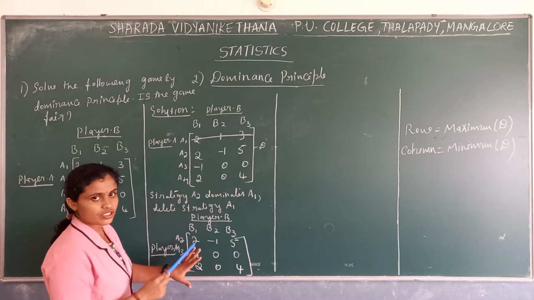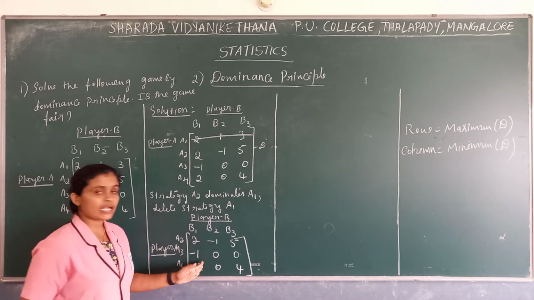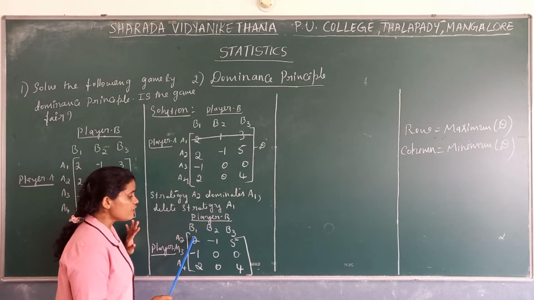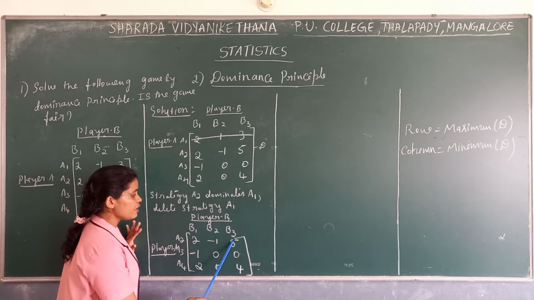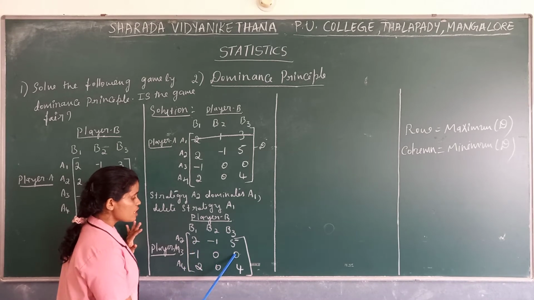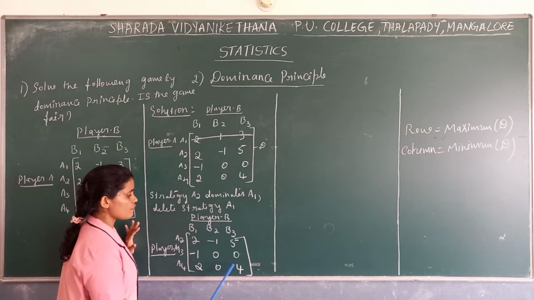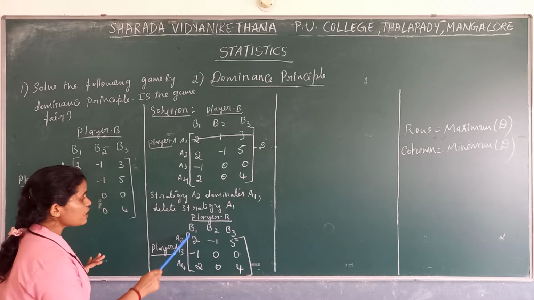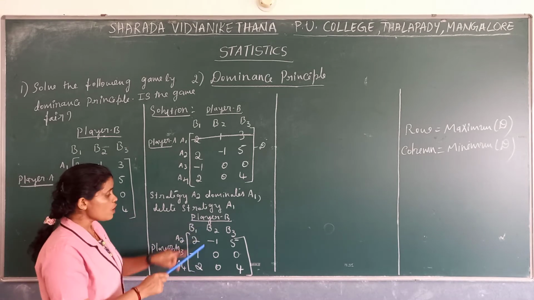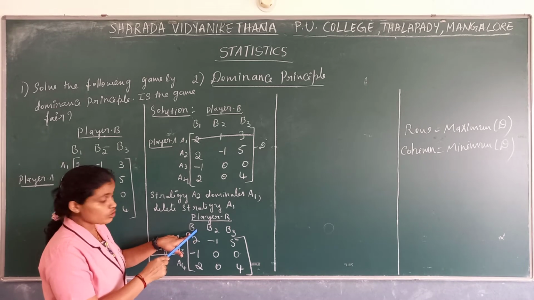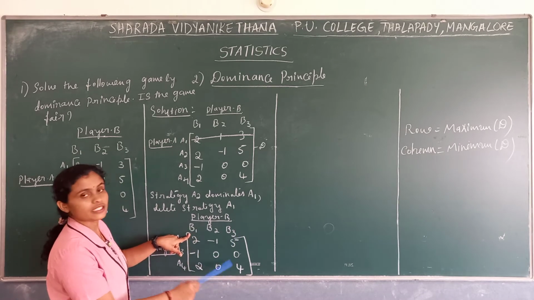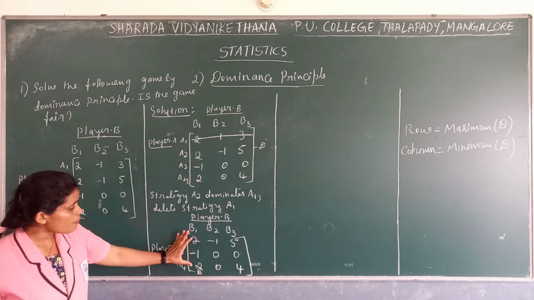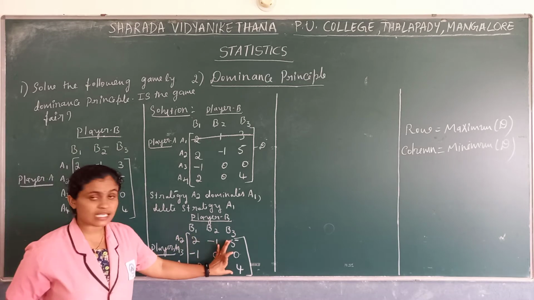So here we get this value as the small. With these two, comparison is not possible. We have to get all the values in one particular column as the smallest one. We will compare B1 and B3. Here 2 is the smaller value, 0 and minus 1, minus 1 is the smaller value, 4 and 2, 2 is the smaller value. So here we can say B1 is the smallest column. So this B1 is the dominating column. B1 dominates B3, because all the values of B1 are lesser than B3.